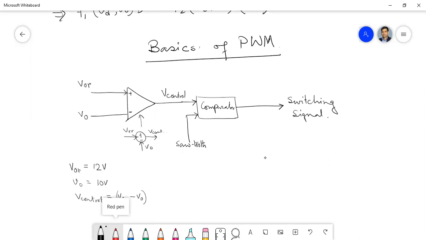Clear. Now, in the comparator, what we are doing is taking that control signal and comparing it with the reference sawtooth waveform, which is also called the carrier waveform. So let me draw. I don't know whether I'll be able to draw, because it is difficult to draw any signals here.